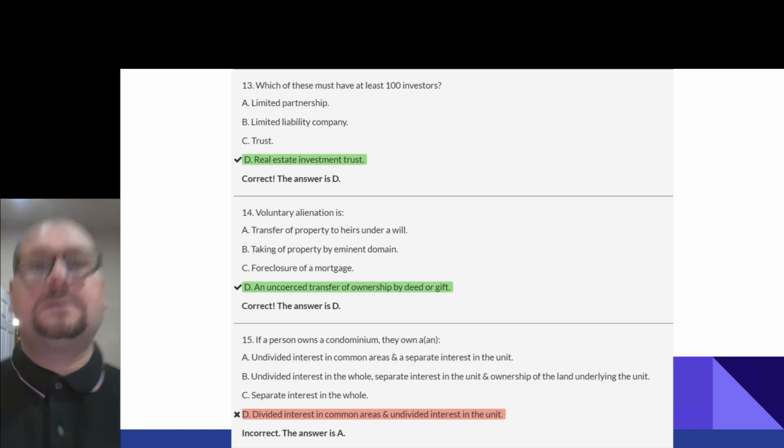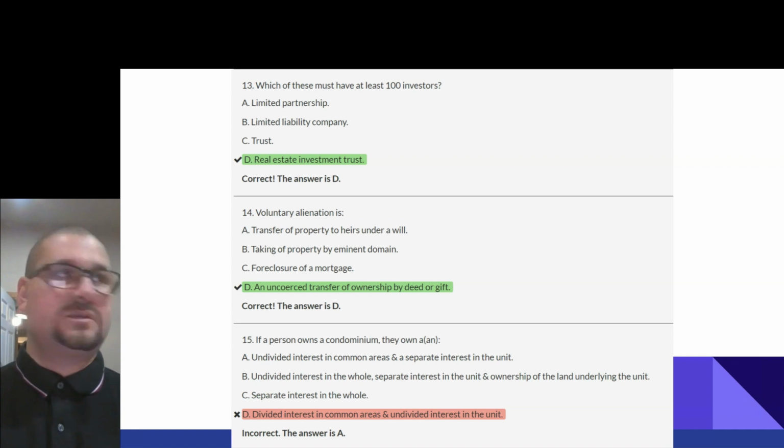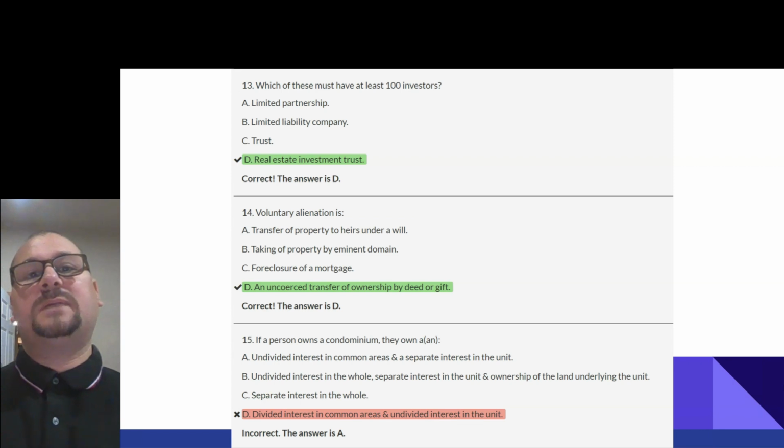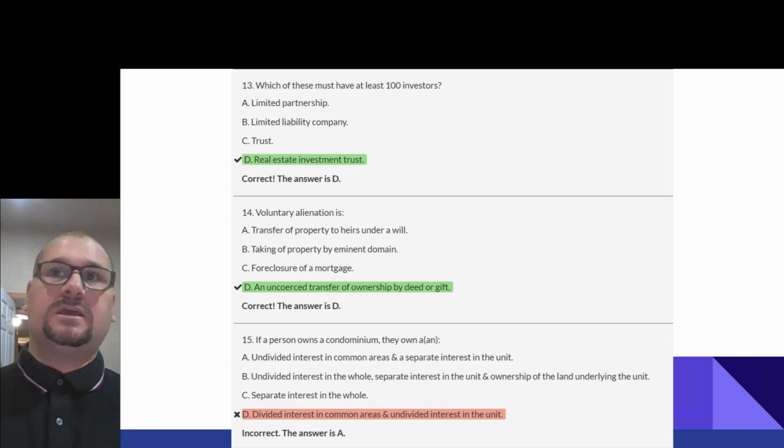Which of these must have at least 100 investors? So that is a REIT. We talked about this in the unit summary. So real estate investment trust, REIT. So real estate investment trust, which is called REIT, that's over 100 investors, and that's the minimum. That must have at least over 100 investors, and they all have some interest in the land.